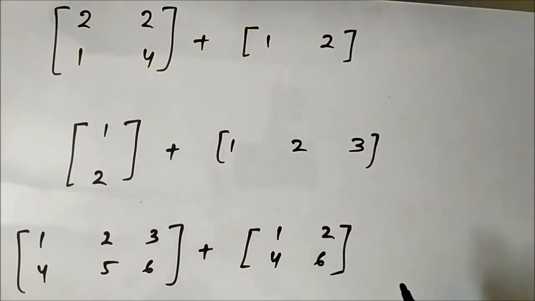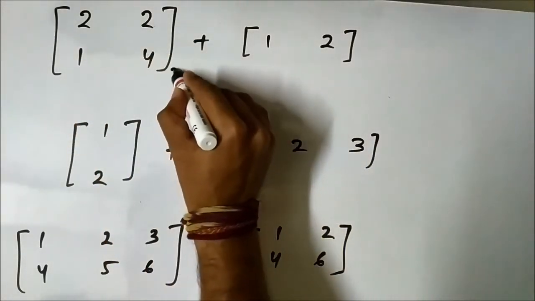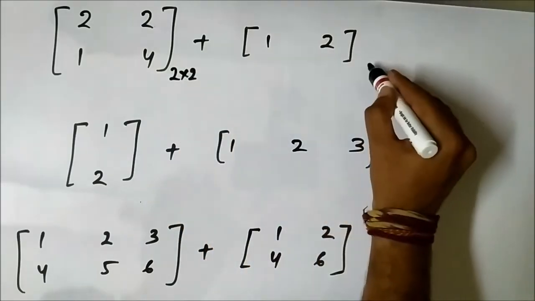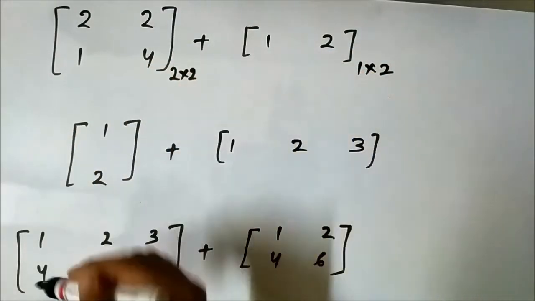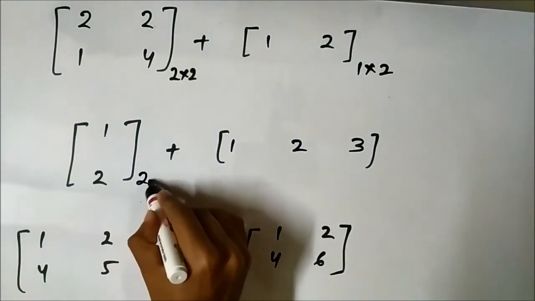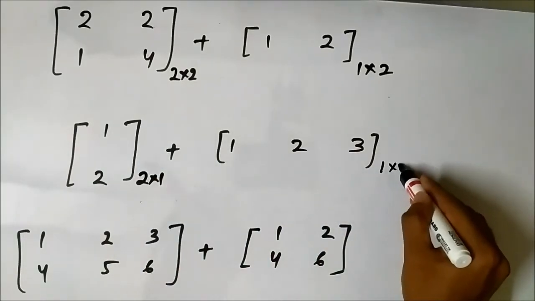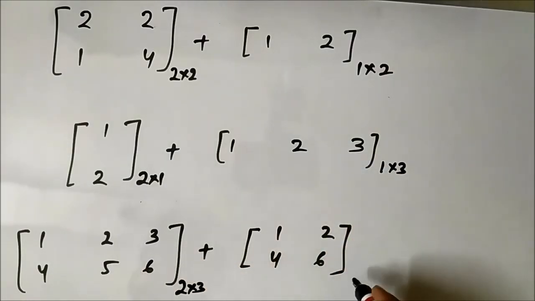Okay, let us consider the addition of these matrices. As you can see here, it is a 2 cross 2 matrix, and this is a 1 cross 2 matrix, 1 row 2 columns, and this is 2 row 2 columns. This is a 2 cross 1 matrix, 2 rows 1 column, and this is a 1 cross 3 matrix, 1 row 3 columns. This is a 2 cross 3 matrix, 2 rows 3 columns, and this is a 2 cross 2 matrix.